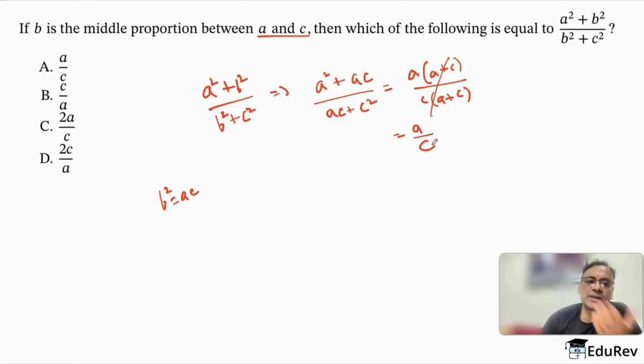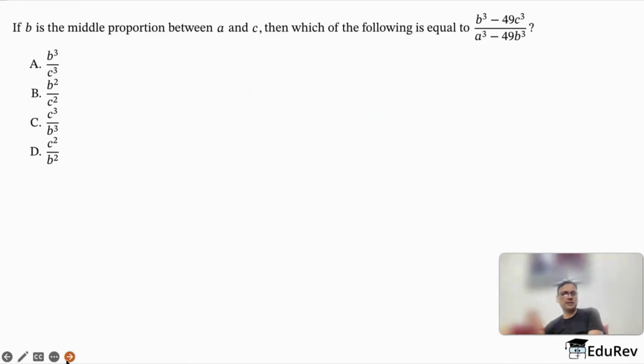Right. But you can see here that a upon c is the first answer. So that clearly becomes my answer here. Okay, as simple as that. That's how your middle proportion or mean proportion can be applied, and we can get the required answer. Okay, so that's how these questions will be done. I hope we are clear with all this.